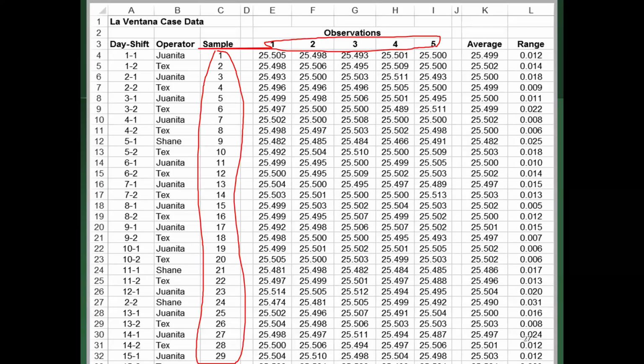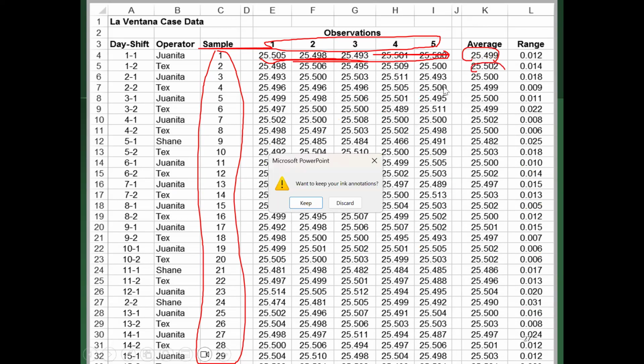Okay, this is the data. And the goal is to calculate the control limits and center line using the X bar and R chart for this problem. The first step is that they calculated the average for each sample. So the first sample, this is the average. This is the average for the second one.